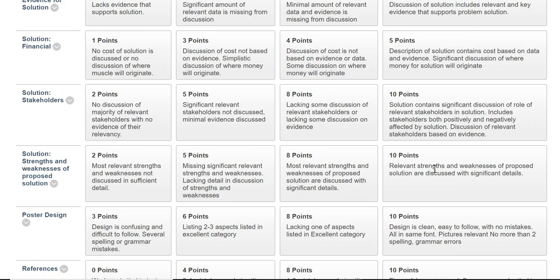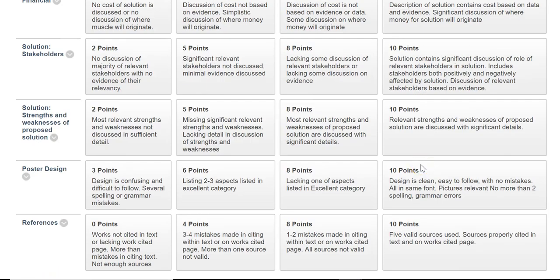So what are the relevant strengths of your solution? What are the good things that could come from that? And what are some of the negatives? If you come up with a solution that may cost people jobs, again, those people are the stakeholders and you need to talk about that as a relevant weakness to your solution. That's the main focus of content.